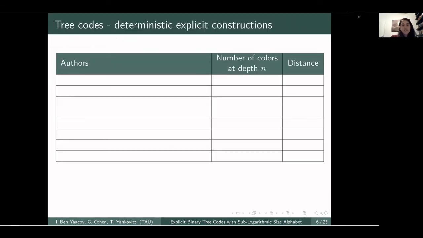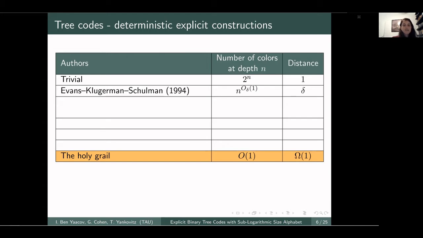Here is a brief history of what is known today about explicit and deterministic tree codes. The Holy Grail is to construct an explicit and asymptotically good tree code, but such a construction is not yet known. The trivial solution is to allow 2 to the n colors at depth n. This enables one to color each vertex of the same layer with a unique color, hence achieving a perfect distance of 1. In 1994, Evans, Klugerman, and Schulman presented a polynomial alphabet construction for every constant distance.